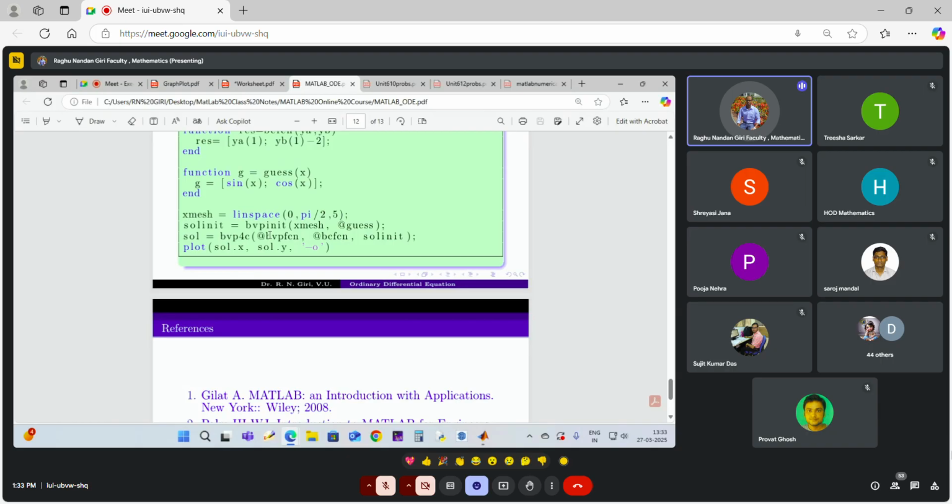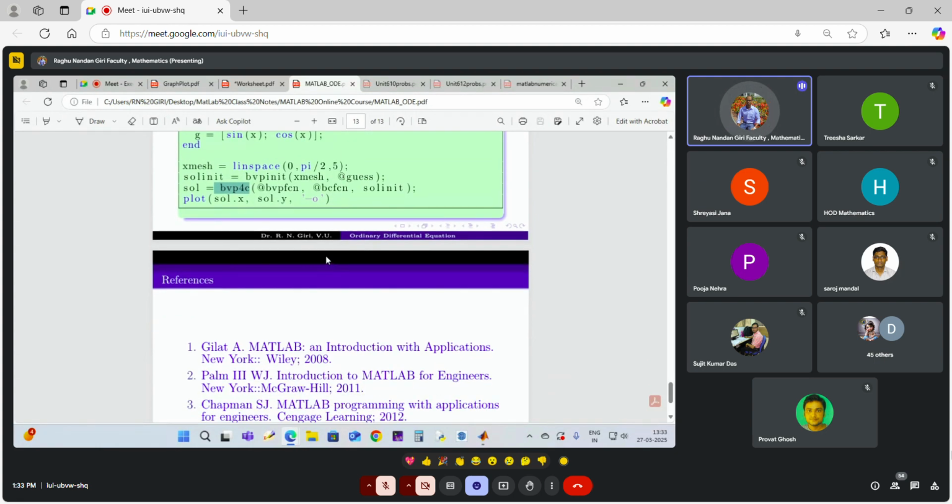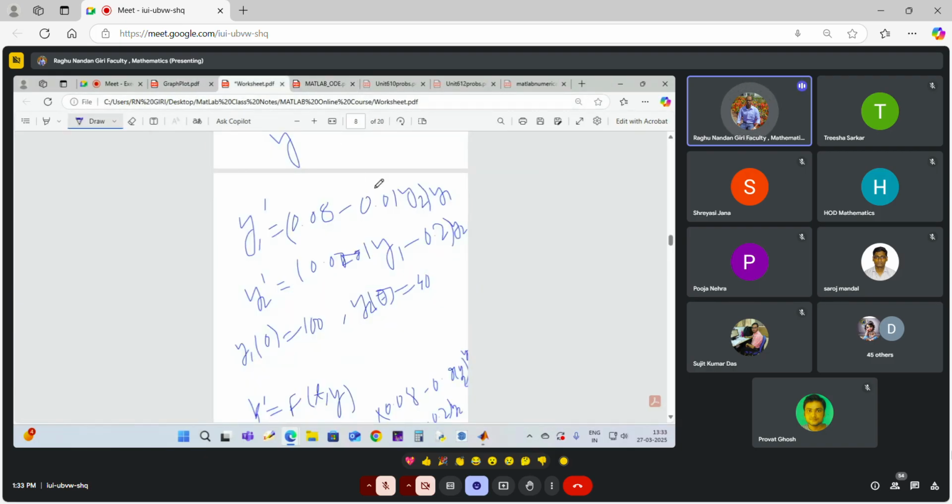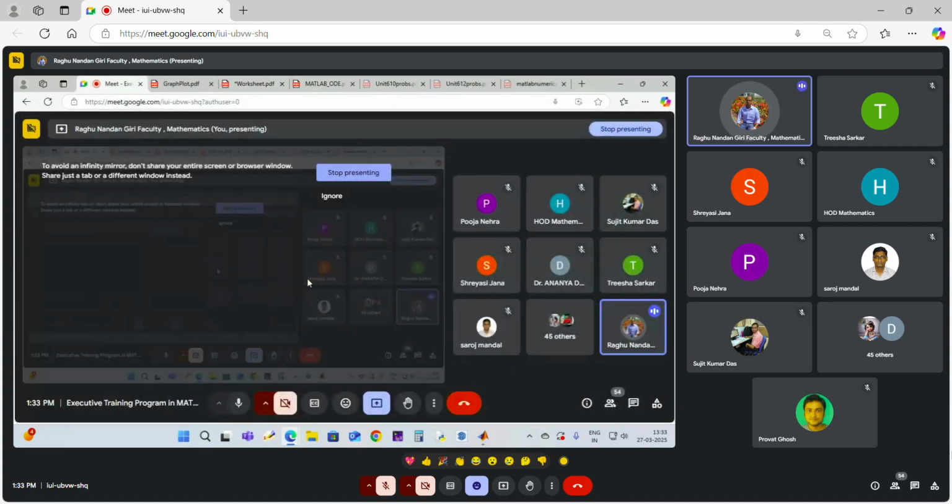There is a function, bvp4c for the boundary value problem. This will give the result of your boundary value problem. So the time is already over, so I do not want to extend my class. If you have any queries or questions, I will just answer your question.